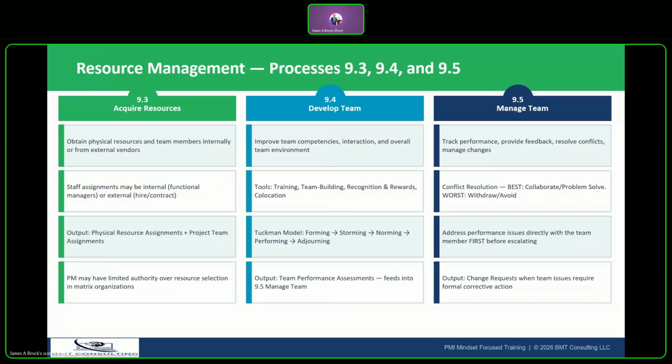So now we've got 3 resource management executing processes. This is the largest group in execution. The first one is 9.3, which is acquire resources. That process obtains the team members and physical resources needed for the project. Resources can come from inside the organization, which is assigned by functional managers, or from outside contract vendors.